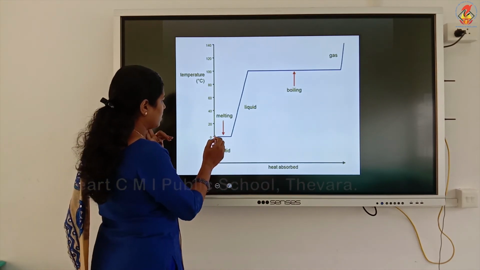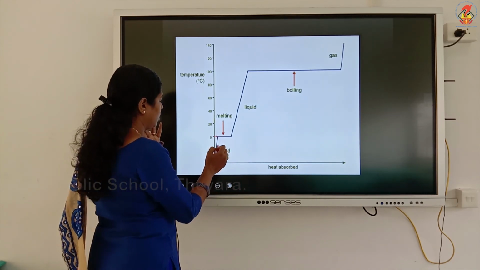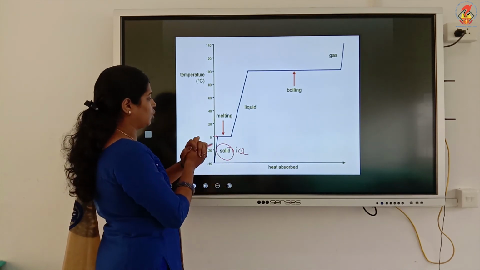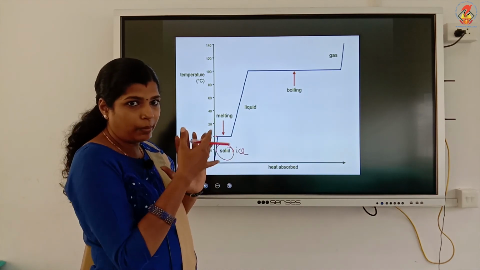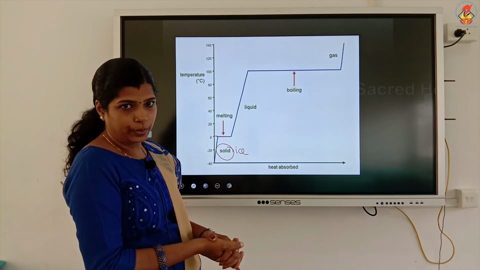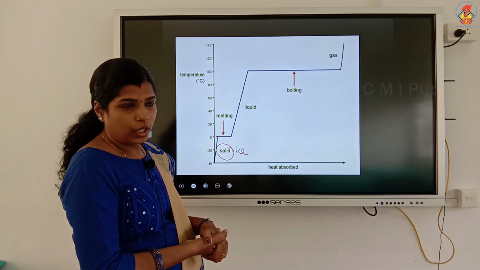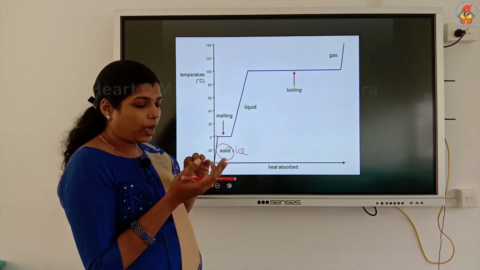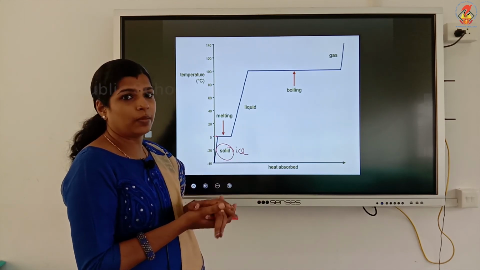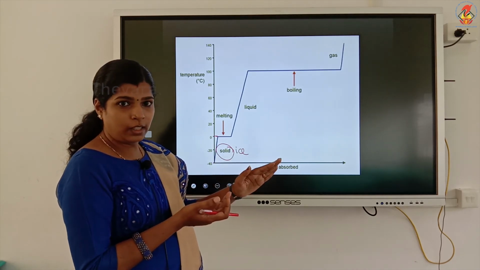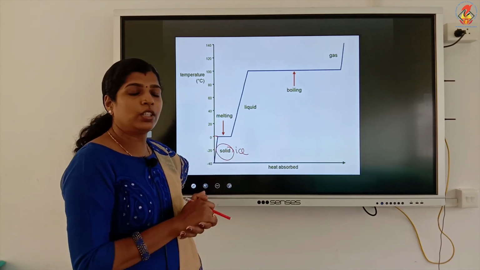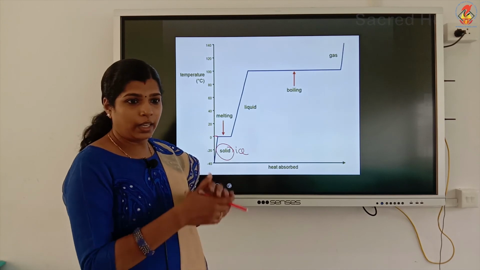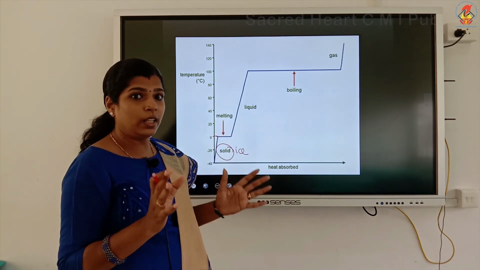Suppose you consider water. Till 0 degrees Celsius it is in the ice form, that is solid. So, when you give heat, the ice will melt and water will be formed. It will take a small amount of heat to change the state from ice to water, but there will not be an increase in the temperature. That heat will be absorbed by the ice to change the state of the matter, from solid to liquid, but there is no change in the temperature.